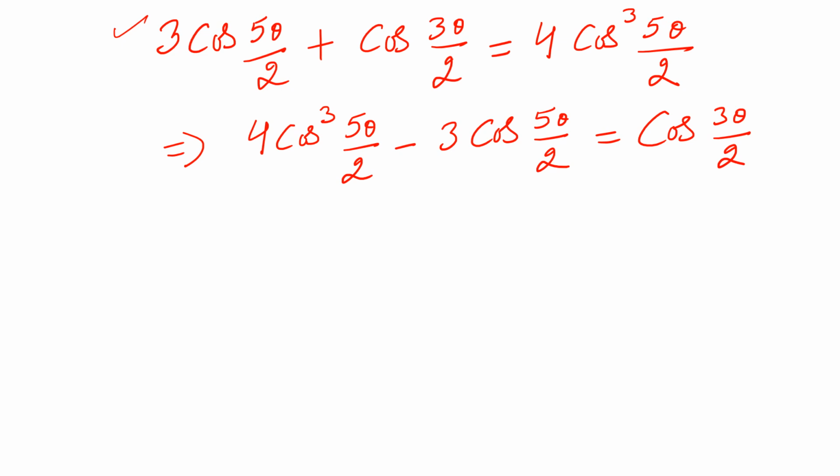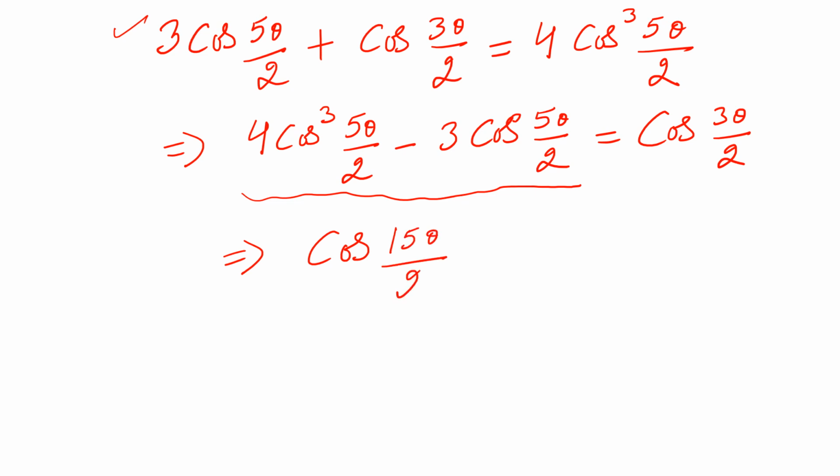Now students, you can clearly see the left hand side of the equation is taking the shape of an identity, and the identity is 4 cos cube A minus 3 cos A equal to cos of 3A. So that means now the equation can be written as cos of 3 times of 5 theta by 2, which is nothing but 15 theta by 2. So now the equation becomes cos of 15 theta by 2 equal to cos of 3 theta by 2.